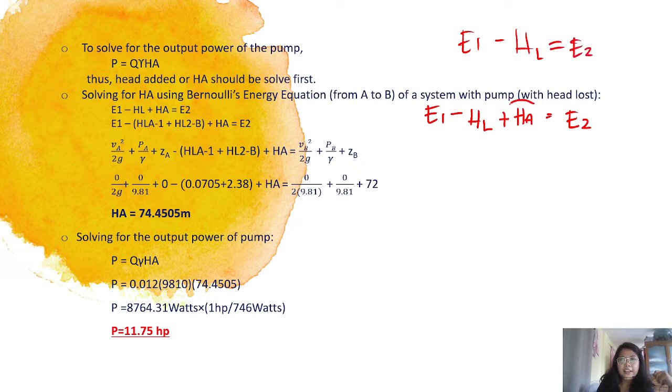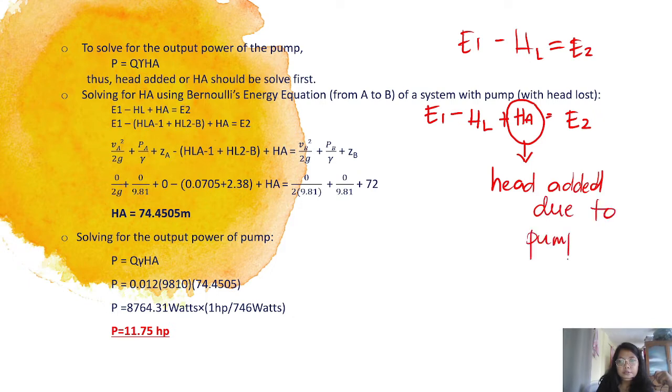Ngayon, ma'am, bakit may HA? This is what we call the head added. Head added due to the pump. So, dahil nga meron tayong kinoconsider na pump na magpupush doon sa tubig pataas ng reservoir B, so there is a definite power or energy na nai-add, 'di ba?